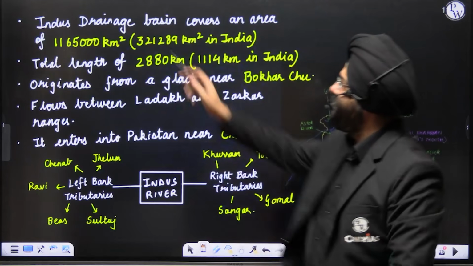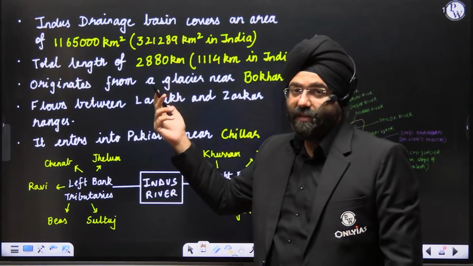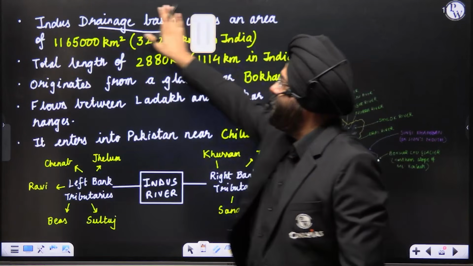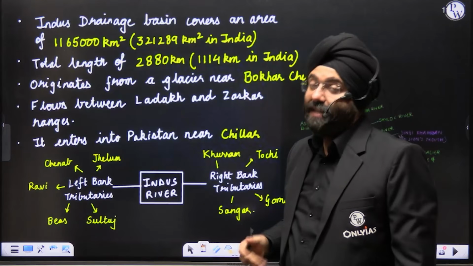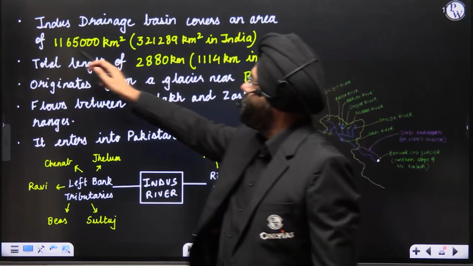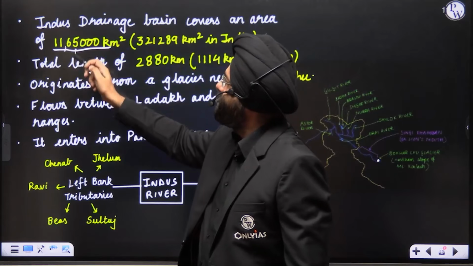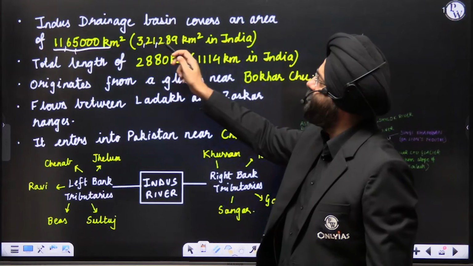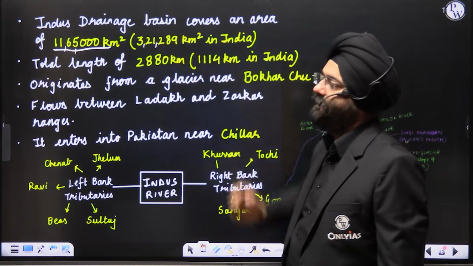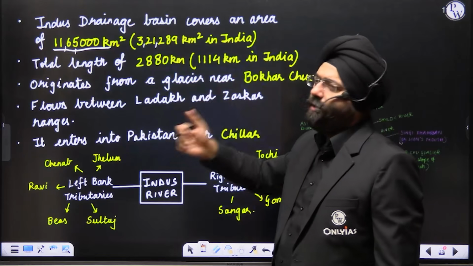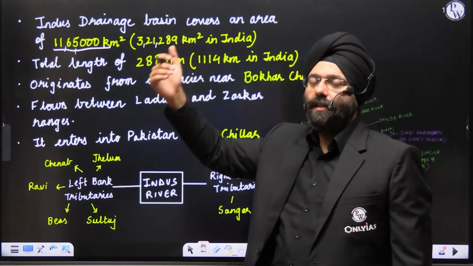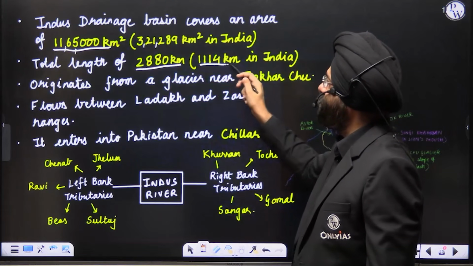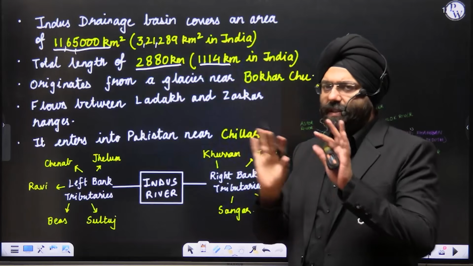Now see. What is it saying? The Indus drainage basin, again, you know what a drainage basin is. That is why I made you understand that. You should be aware of that now. That means the area that is being drained by the Indus River covers an area of 11 lakh 65,000 square kilometers, out of which 3,21,289 square kilometers lie in India. Clear? So you can very well know that the majority of the drainage basin of the Indus lies in Pakistan. The total length is 2,880 kilometers, out of which 1,114 kilometers lies in India. This is again the basics you should know.